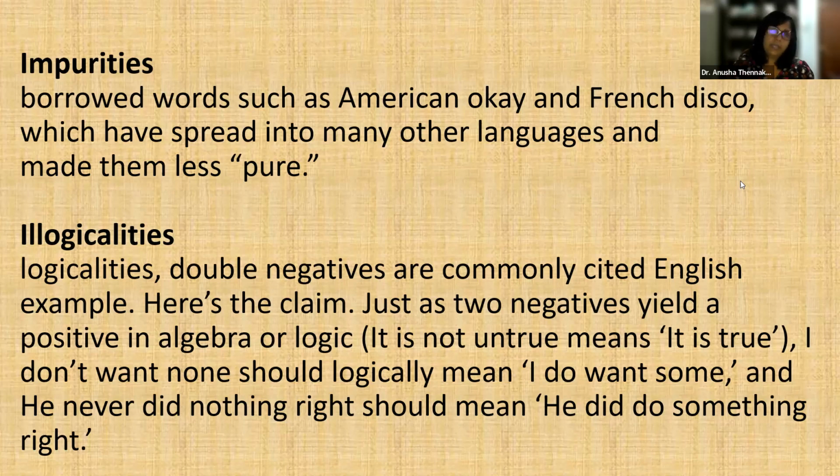Okay. Impurities, pure. Impure: im is a prefix and it gives the negative idea. Borrowed words such as American okay and French disco have spread into many other languages and made them less pure. We will just ignore this, and you can understand there are lots of borrowed words in the English language.